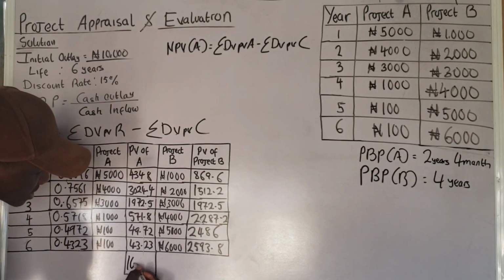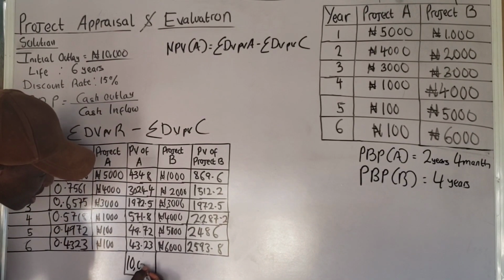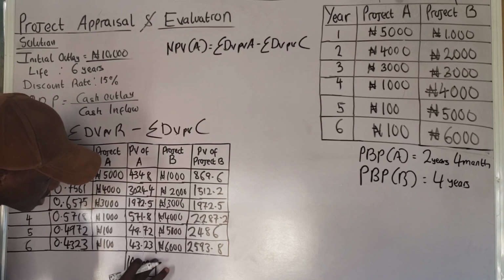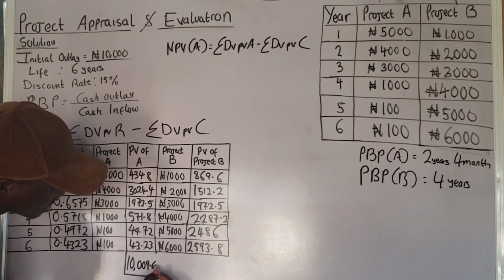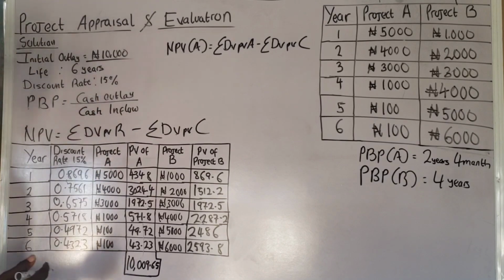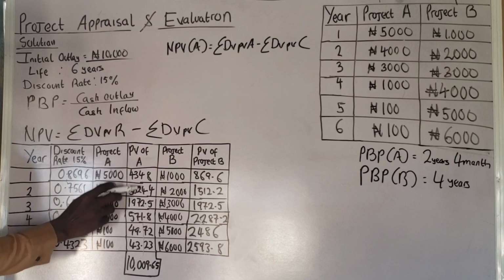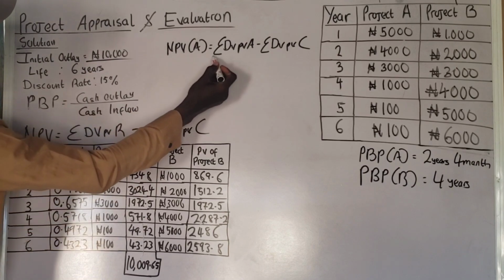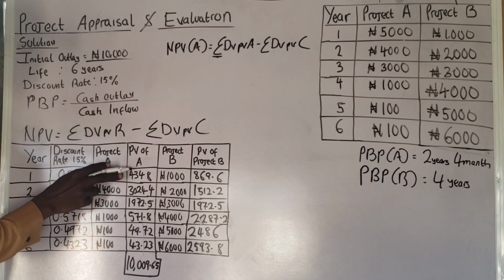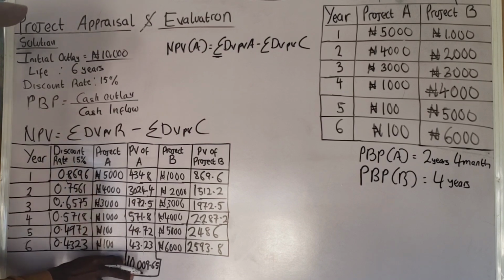10,009.65. You understand? Sorry, the box is not big enough. So if you add all these values together, that is what we mean by summation. This sign means summation. So when I sum all this together, I get 10,009.65.